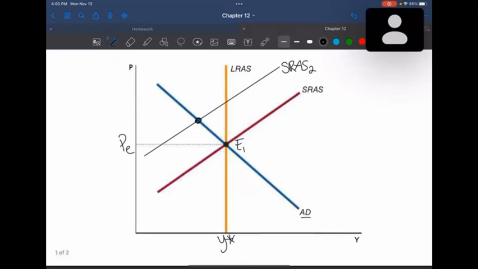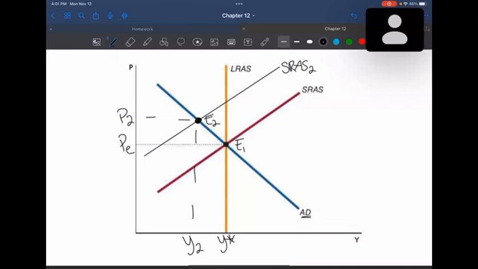That's going to change our equilibrium up here because it is still intersecting the aggregate demand, and we'll label that E2. That is going to decrease our output at Y2, but it's going to increase our price at P2. So right now, the economy is in short run equilibrium where our output is decreased, but our price is increased.